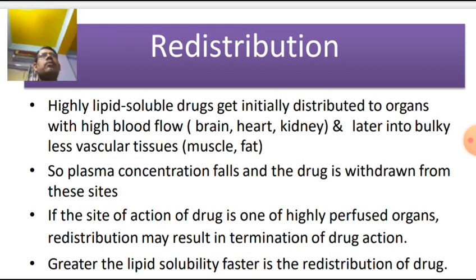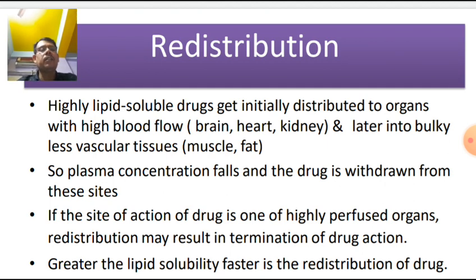Some drugs are redistributed throughout the body, sometimes distributed to an organ, and then again released into the plasma. Highly lipid-soluble drugs are initially distributed to organs with high blood flow, such as the brain, heart and kidney, so the plasma concentration of the drug falls as it switches out with the tissue.